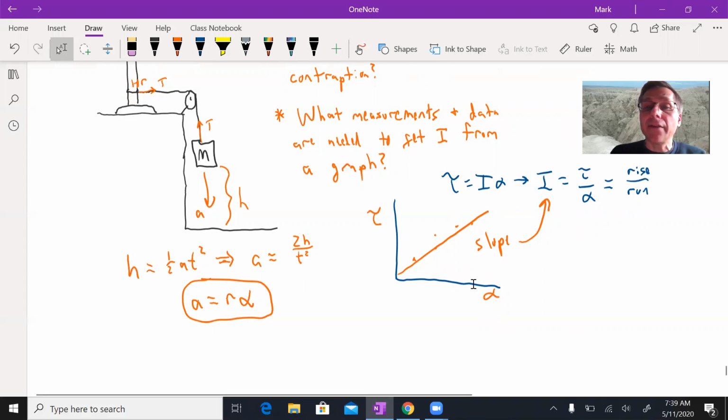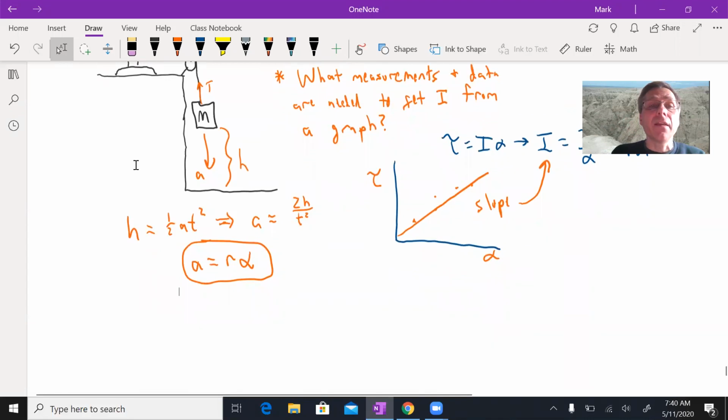That's the alpha value that we need for our graph. That's the angular acceleration of our contraption. We're using that little r because that's physically where the string is attached and where the tension force is creating torque on that central post. Well, how do we get the torque? How do we get the tension force?